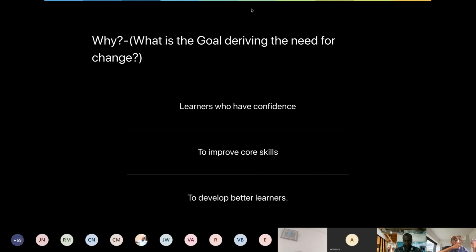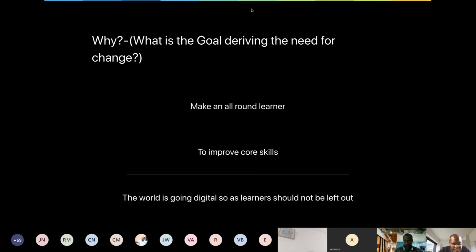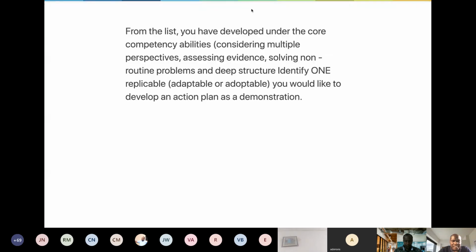So now we know what we want to do and we know why we want to do it. The thing which I want to ask you, from the list which you developed for considering multiple perspectives, assessing evidence, solving non-routine problems, deep structure, we want you to take one. I know you selected four, one from each.